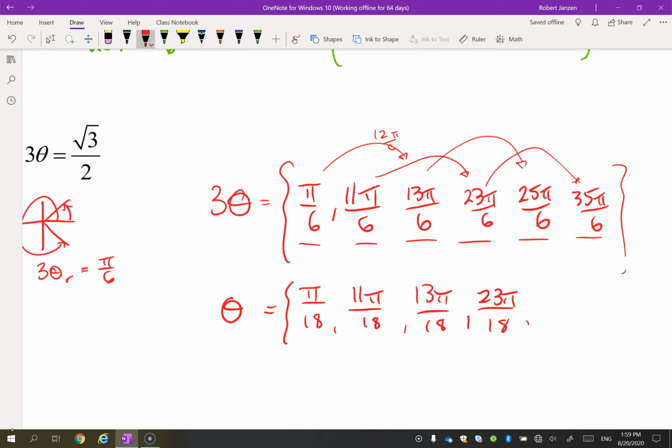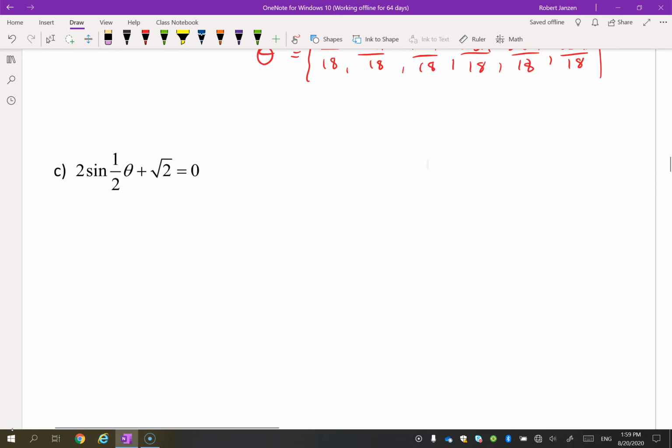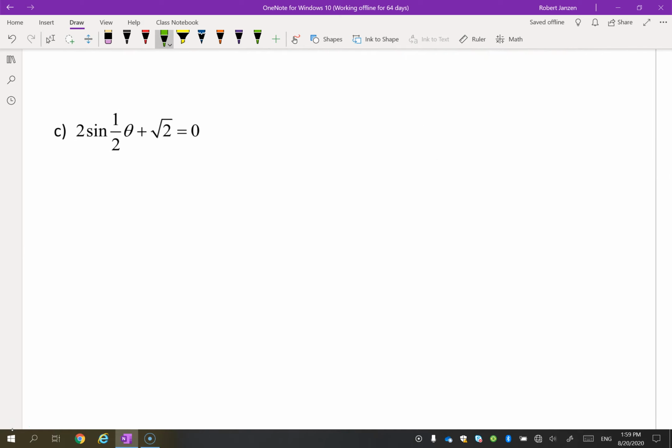And you're going to notice that all of these are within 2 pi. 35 over 18 is less than 2 pi. All right. Easy enough. Let's try a half angle.